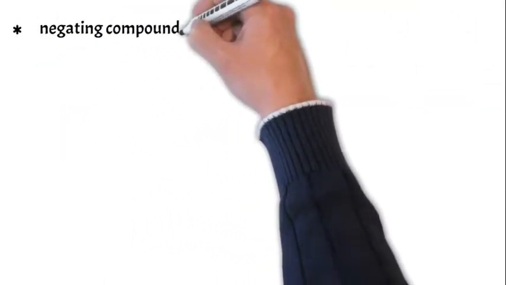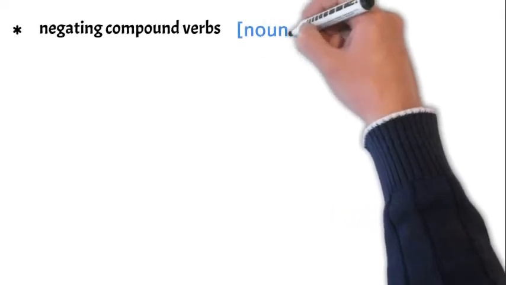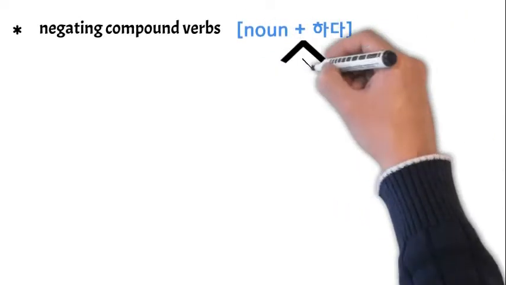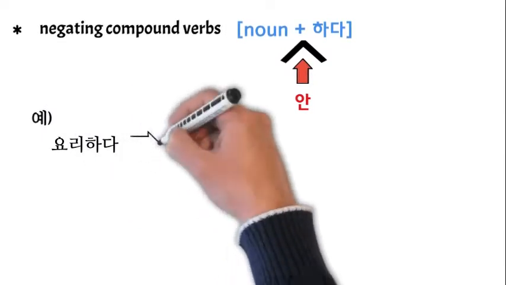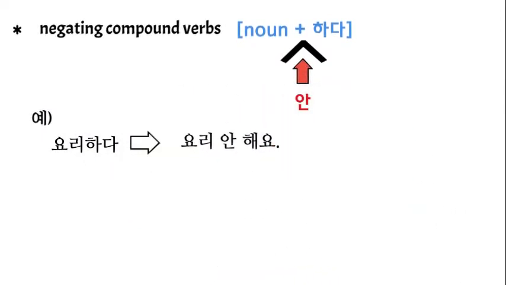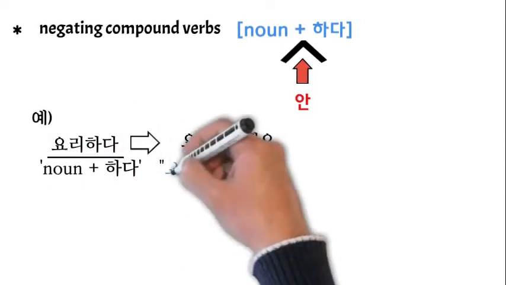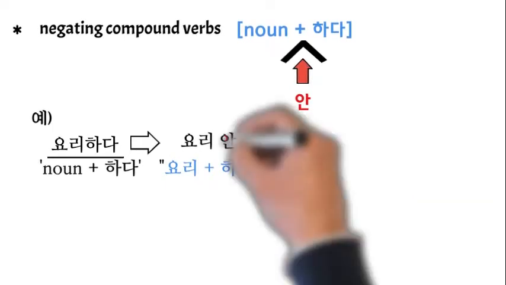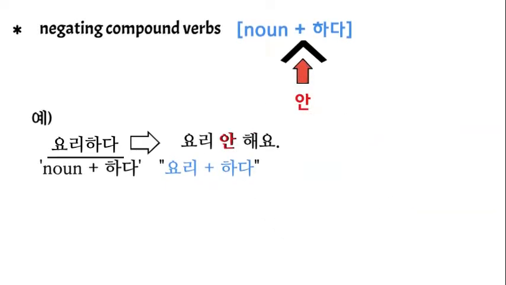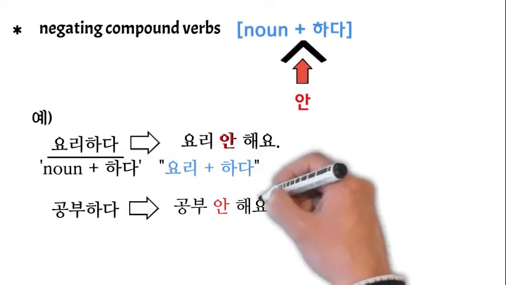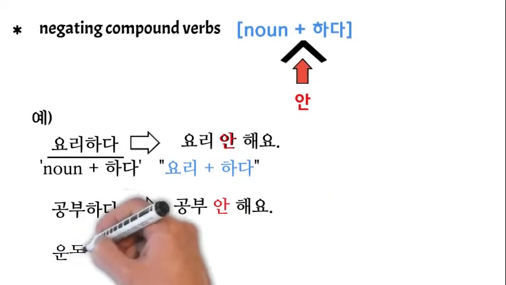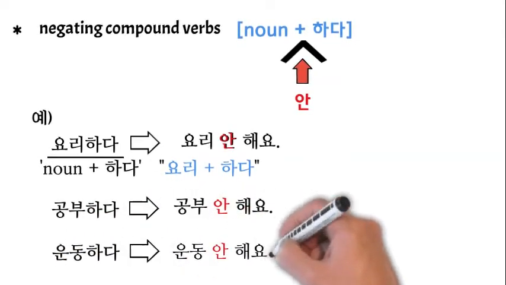When negating compound verbs that are made of noun plus 하다, you need to place the negative 안 in front of 하다, not the whole compound verb. For example, 요리하다, 요리 안 해요, I do not cook. The verb is a combination of a noun plus 하다, 요리 plus 하다. The short form negation 안 is placed between the noun and 하다. 공부하다, 공부 안 해요, I do not study. 운동하다, 운동 안 해요, I do not exercise.